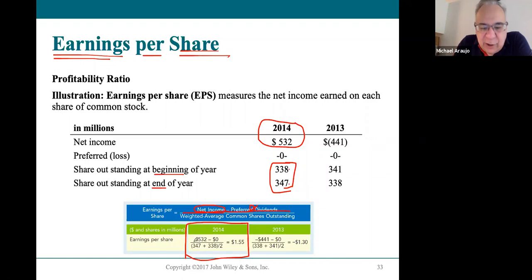So if you take the $532 million and you divide it by the average shares, each share of ownership would have made a profit of $1.55 from this year's earnings. So whether you have 10 shares or 100 shares, each share earned $1.55. Now, this is important over time because what we want to look at is over time, every quarter, and certainly every year, has the earnings per share been increasing over time?